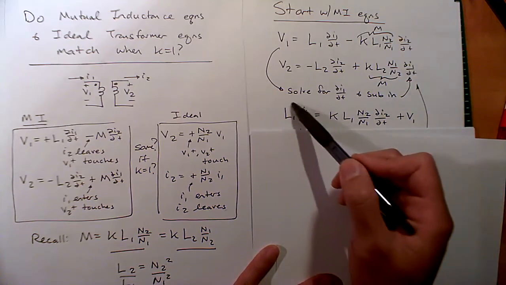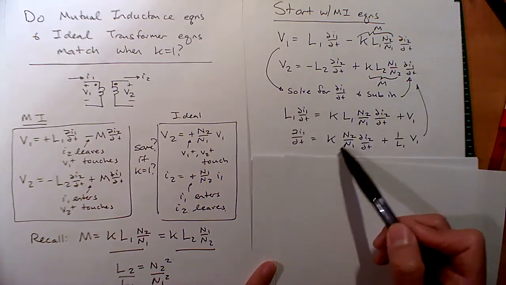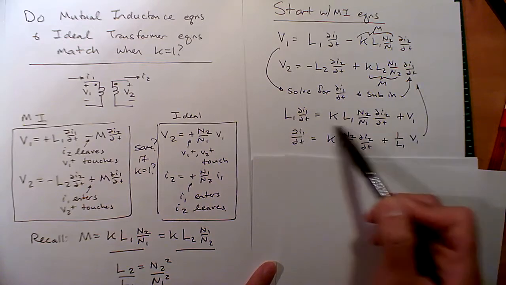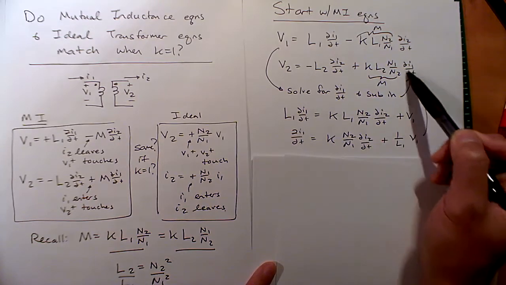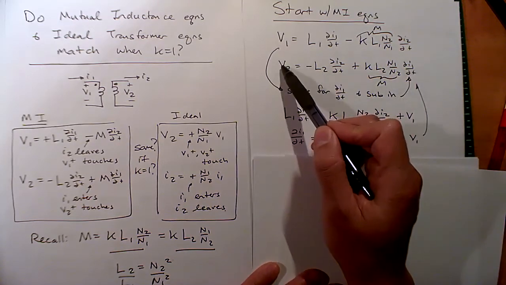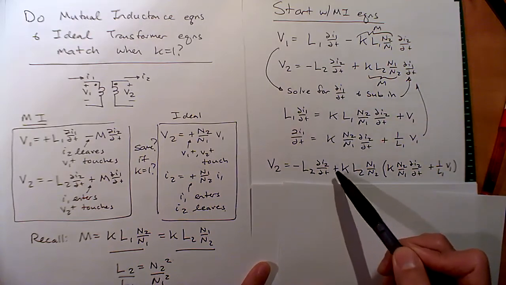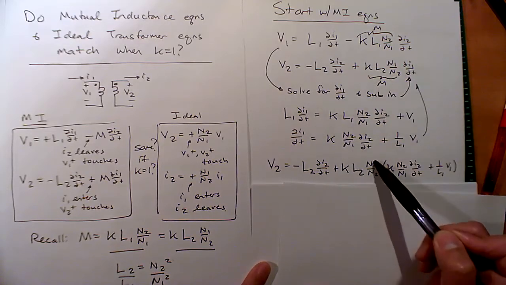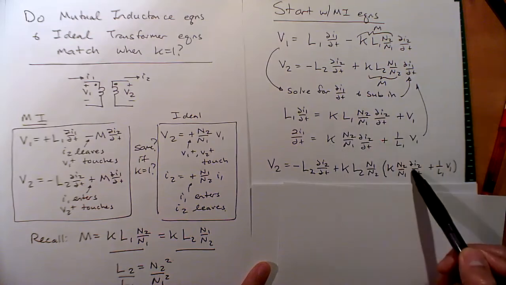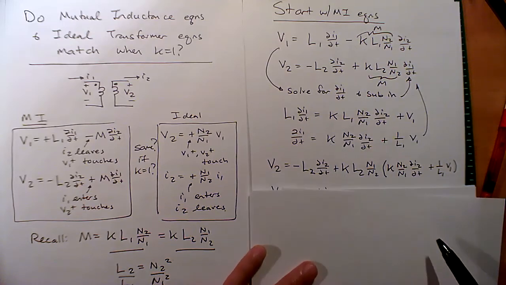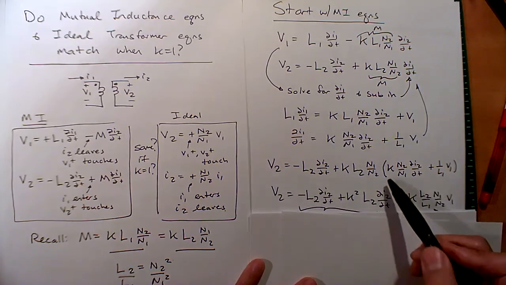Good. And then I can just divide by L1. That's pretty easy. Look, the L1s cancel and I get 1 over L1, no problem. And then I'm going to just take this and put it in here. So what does this become? V2 equals this term minus L2 dI2 dt plus this term here, K L2 N1 over N2 times this term here. Okay, not too bad. Now, if we look closely, what happens?